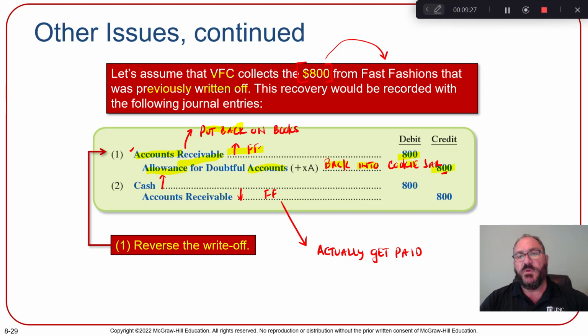Right? We use that money to write off that account, and then it's like, uh-oh, so now they're going to pay. Well, actually, not uh-oh, it's a good thing. They're going to pay us. So now we can put that money back. And then what we do, when they pay us, we increase our cash and we take their account receivable off the books. So you see here, we reverse that write-off. Okay? So again, we took them off, we got to put them back on.